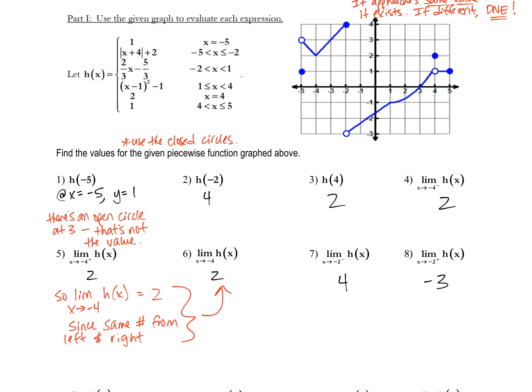That means the answer is 2 from both sides. What happens if I get a different number, or like how would that work? Ooh, let me answer that question when we do 7 and 8.